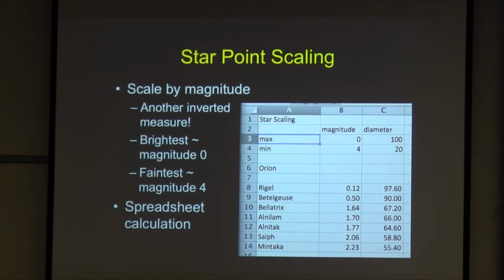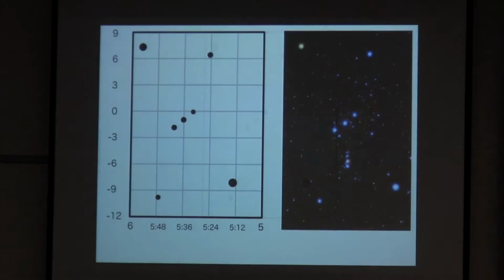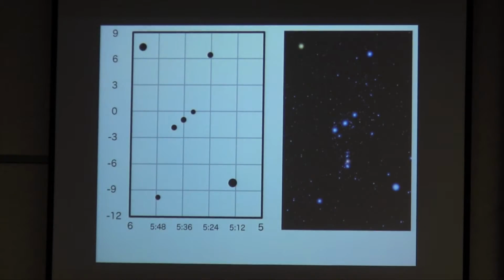But GIMP is a freeware version that does a lot of the same things Photoshop does. So I went in and made a 55 pixel circle and put it on top of Mintaka, and a 59 pixel circle on Saif, and so on and so forth. In doing that star point scaling, I got this. And I was very pleased with that result, because that tends to look a little bit more like it.